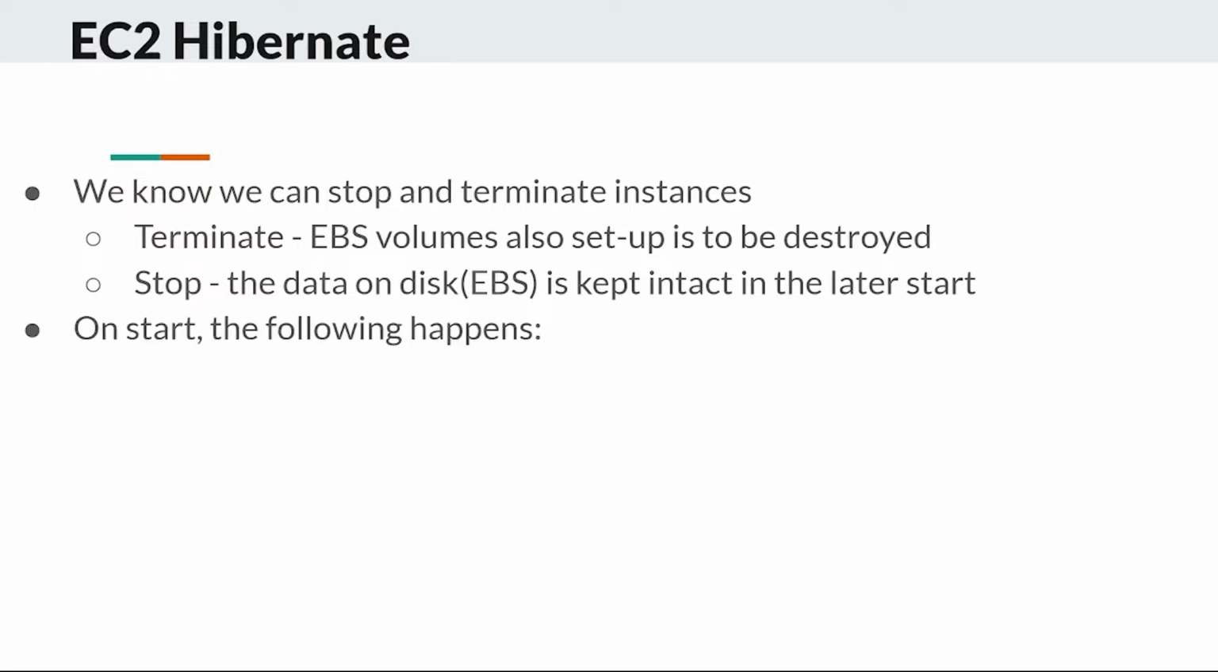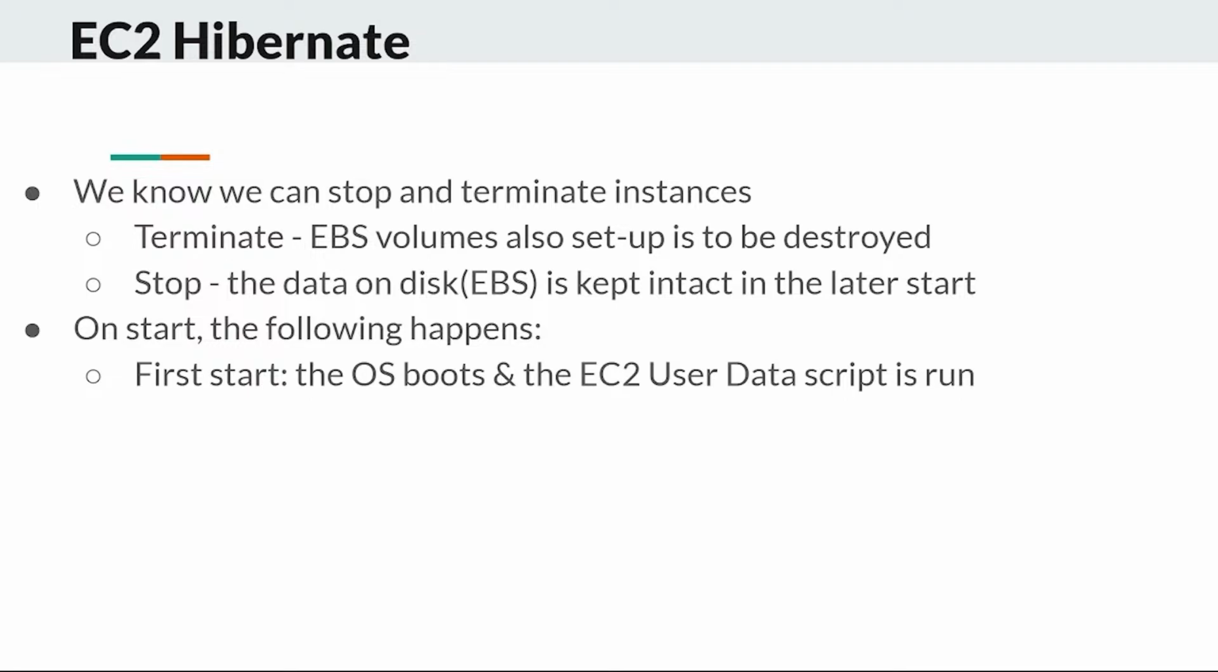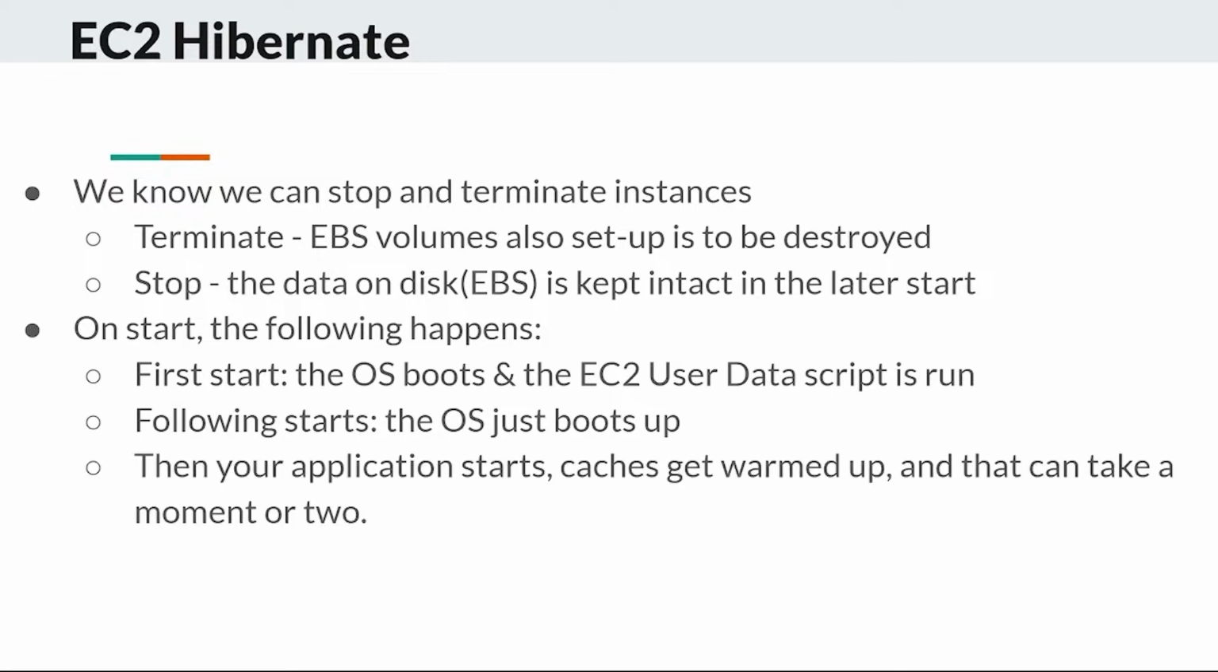On start, the following happens. What is the process? Let us see. First, the OS boots, and the EC2 user data script runs in the backend. Now, whenever you start again and again, the EC2 user data doesn't run again. The OS just boots up, and then your application starts. Caches that are there in your instance get warmed up, and that can take a while to start.